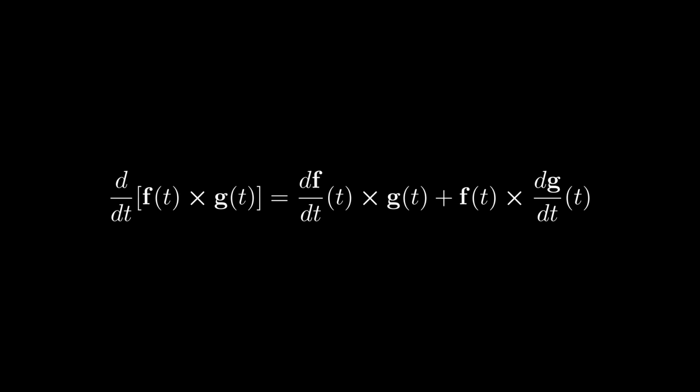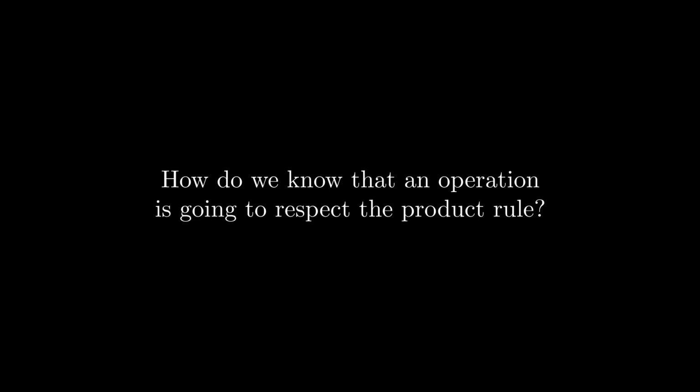And at some point, a series of questions will arise. How do we know that an operation is going to respect the product rule? What properties guarantee it? What do we exactly expect from a quote-unquote product?